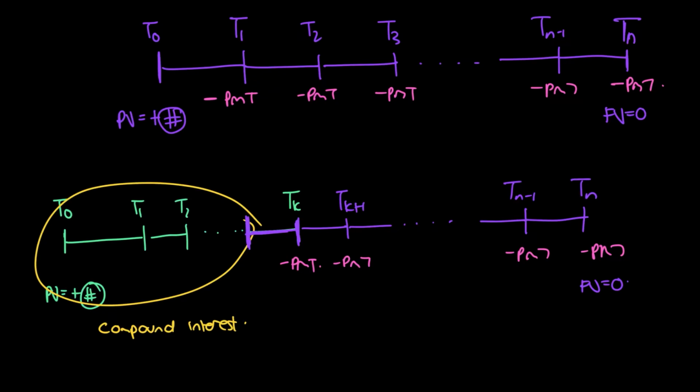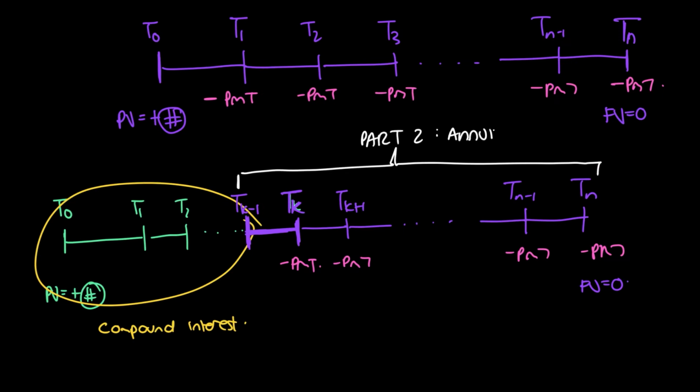Now you see the way I made that part purple. You can see my annuity sits like that. It's everything in purple sitting there. So let's highlight it. It's everything from here onwards. That's part 2, which is my actual annuity occurring. And the yellow circle is part 1, the compound interest. It's just normal compound interest occurring.